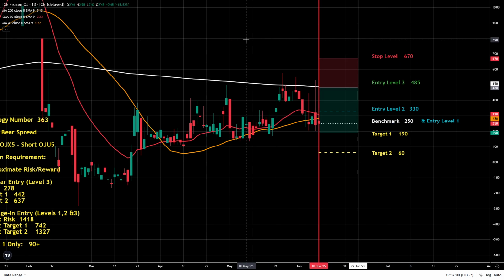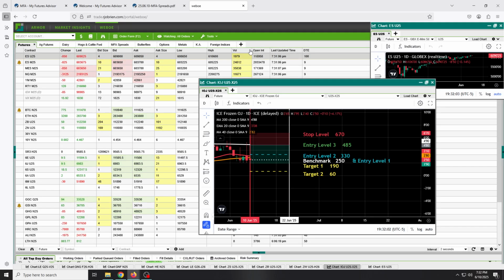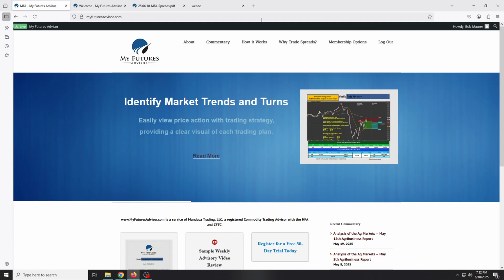And again, it's trader's prerogative. So if you're not comfortable with getting in at the benchmark, then you can always just reset and get in with a 1 lot at level 2 and a 1 lot at level 3. Right? If you're a more conservative trader, you can play around with it the way you would like, but that's where I see the entry levels working out the best. All right, so that is that.